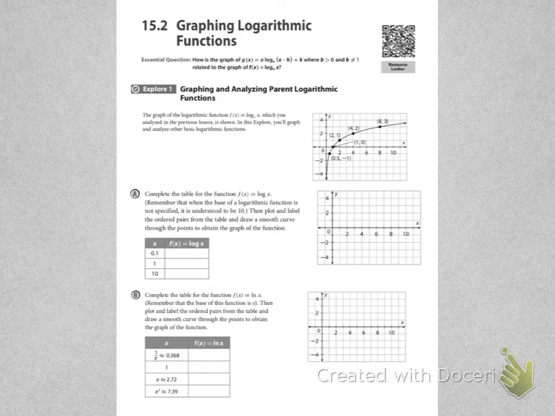How is the graph of g of x is equal to a times the log base b of x minus h plus k, where b is greater than 0 and not equal to 1, related to the graph of f of x is equal to log base b of x? In other words, if we look at the basic logarithmic graph and we transform it, what does that do to the graph?